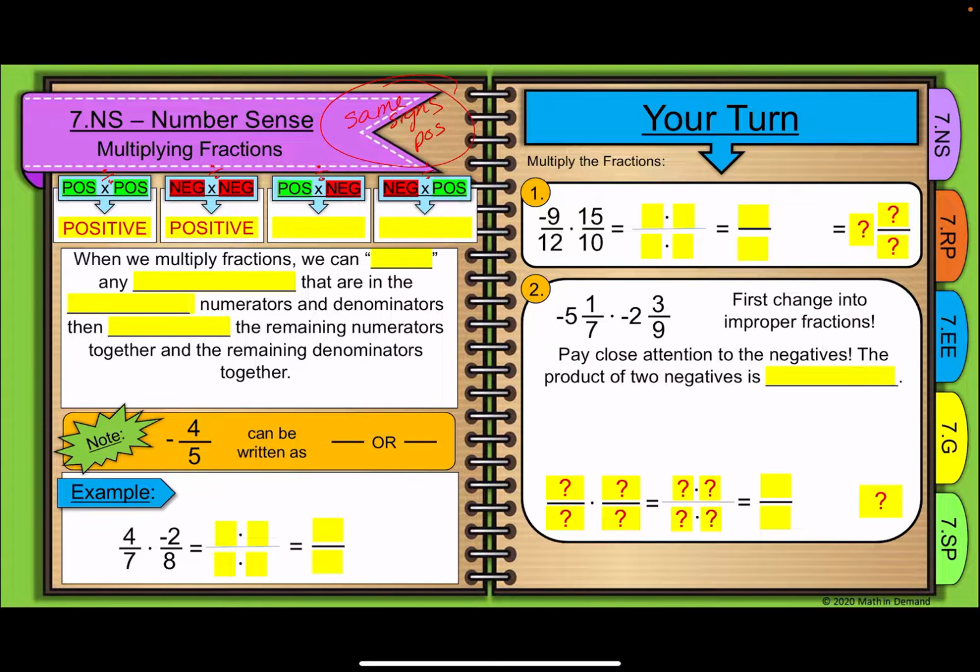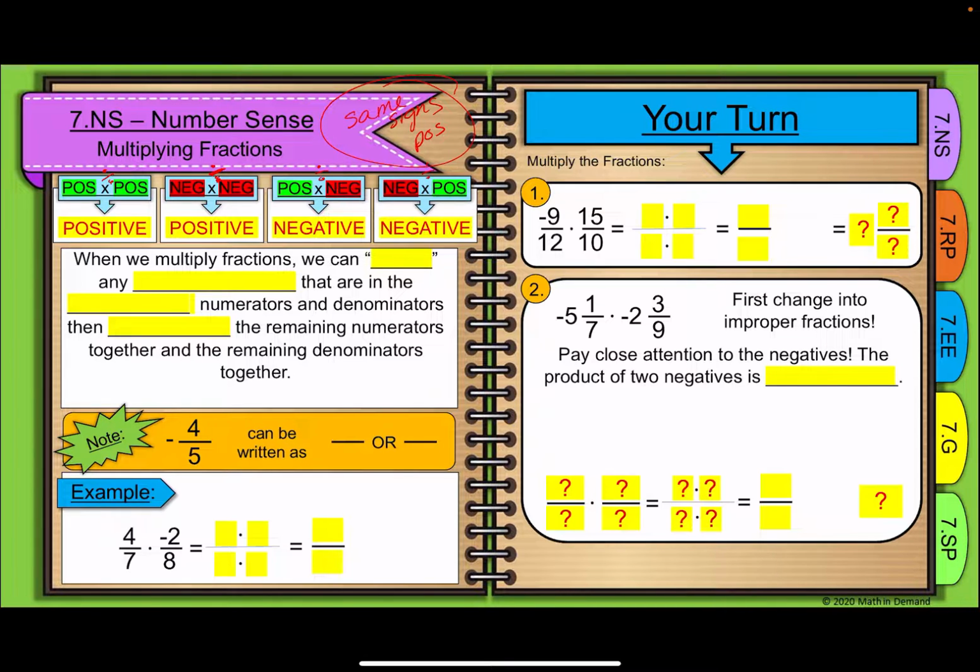That's different from when we have signs that are the same when we add. That means we get to keep the sign. So it's a little different here when our signs are the same: it's automatically positive. When it's a positive times a negative, or divided by a negative, our answer is negative. Or a negative times or divided by a positive, the answer is negative. So when our signs are different, our answer is negative.